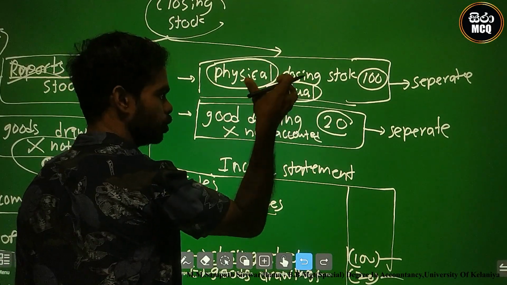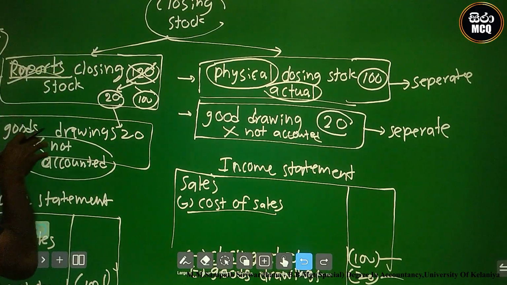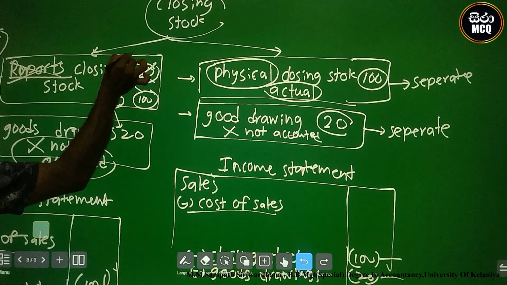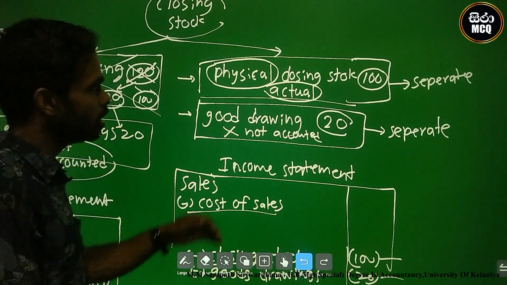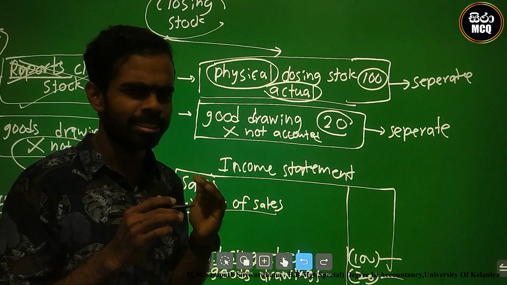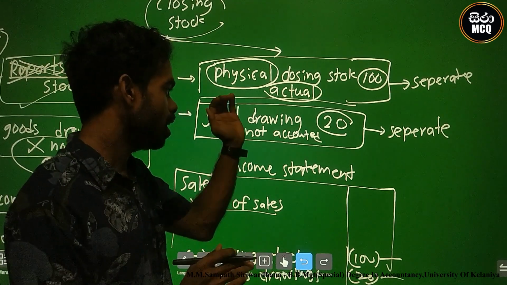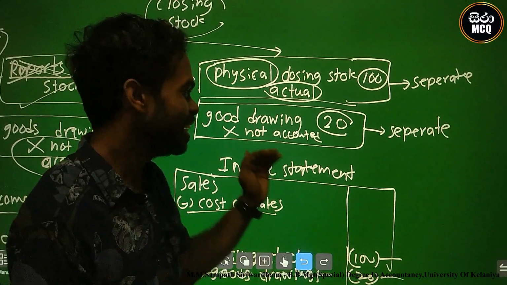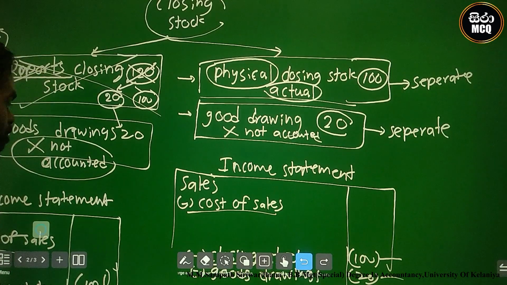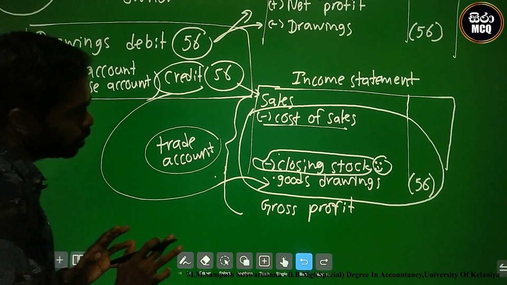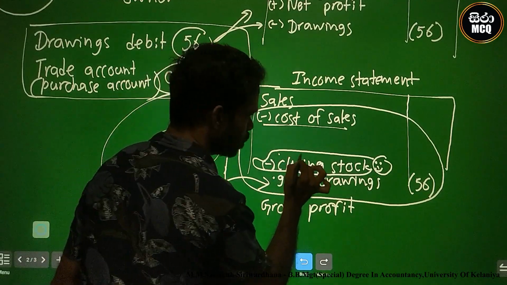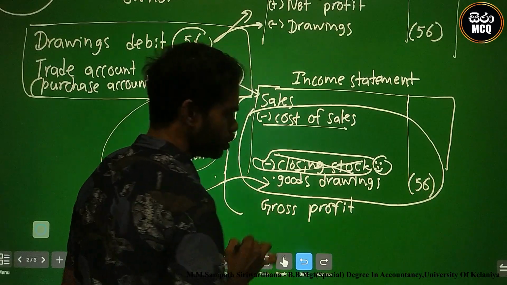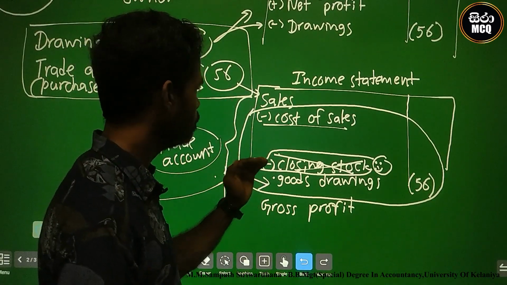The physical one is actual, but the reported closing stock is not correct. Drawings are okay; the incorrect one is the computer stock. The physical stock has no impact on other accounts. Why? The physical stock is actually accounted. In that case, we can clearly go to the goods drawings. Closing stock is the physical one. There is no impact to goods drawings. There is a goods drawings impact.